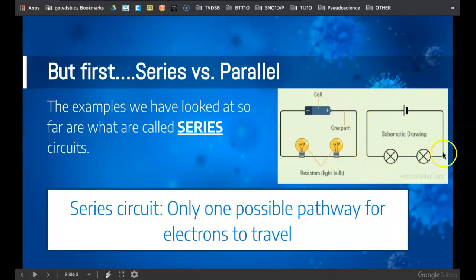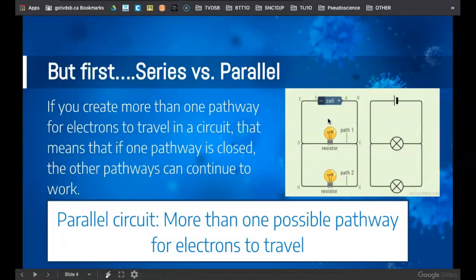And then there's a schematic drawing for it too. So there's a symbol for the battery, symbol for the light bulb, symbol for the light bulb. So the electrons come out, they go through the bulbs, and they go back. There's only one possible way for the electrons to get from the negative to the positive. There's no other way for them to go. Now, the other possibility is what's called a parallel circuit.